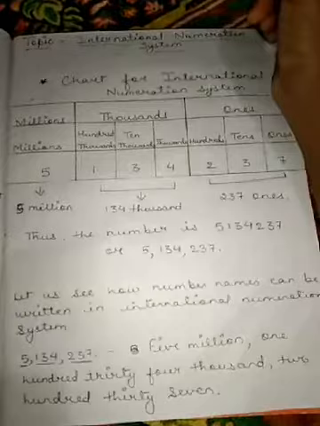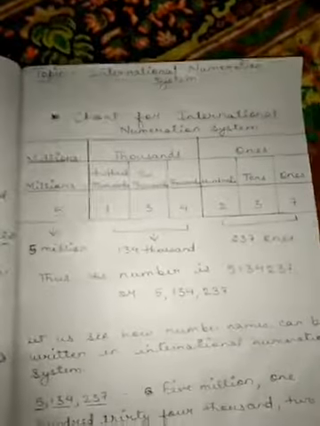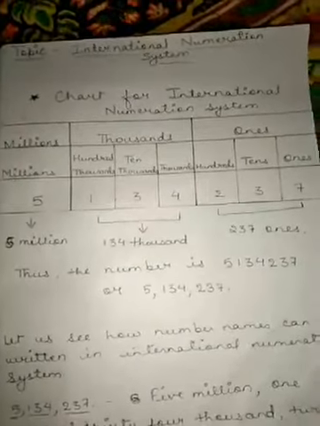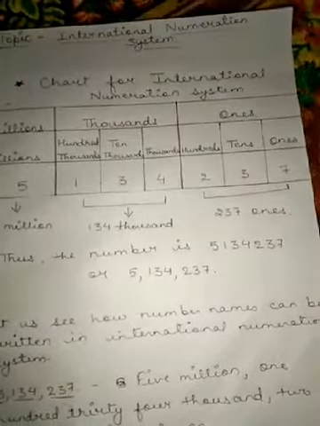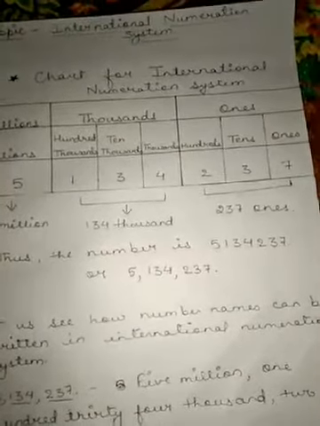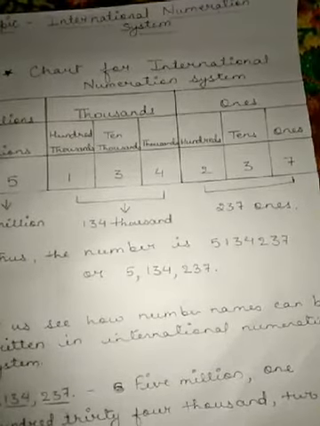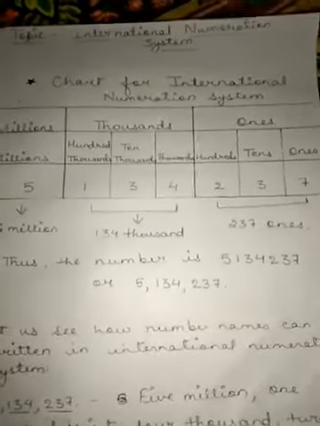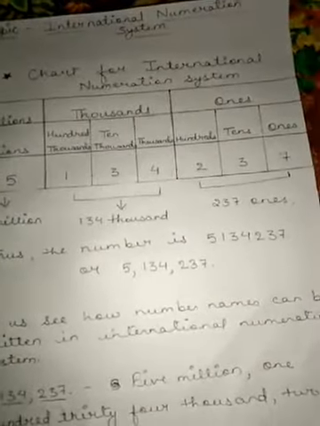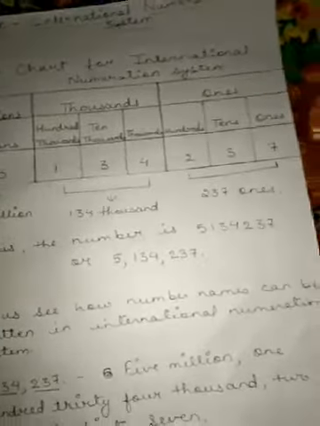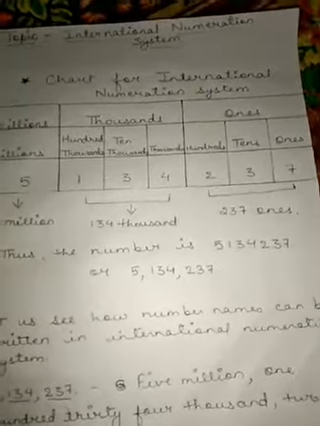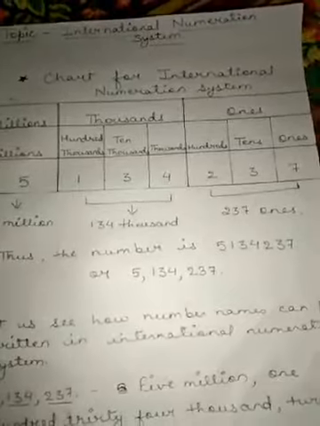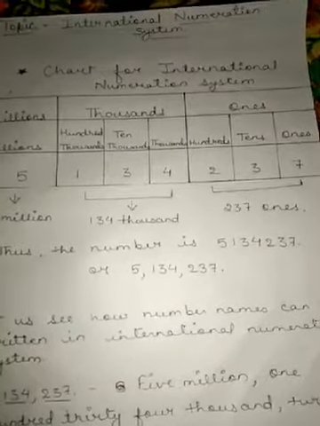Children, as you know, your first chapter is going on, that is Large Numbers. In your previous class we discussed the number system and its first part, the Hindu Arabic system of numeration or Indian system of numbers. As we know, there are two types of number systems. What are they? Can you tell me? In your previous class, I told you the first is the Hindu Arabic system of numeration or Indian system of numbers, and the second is the international number system.